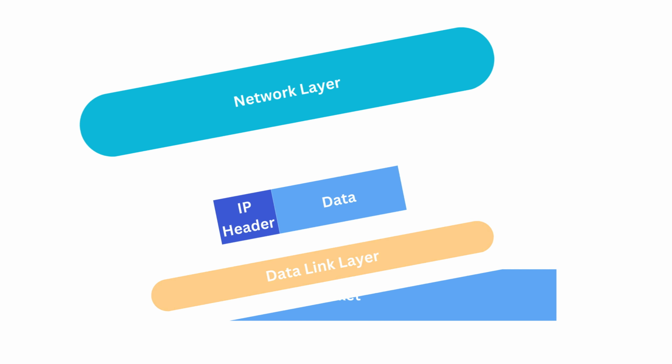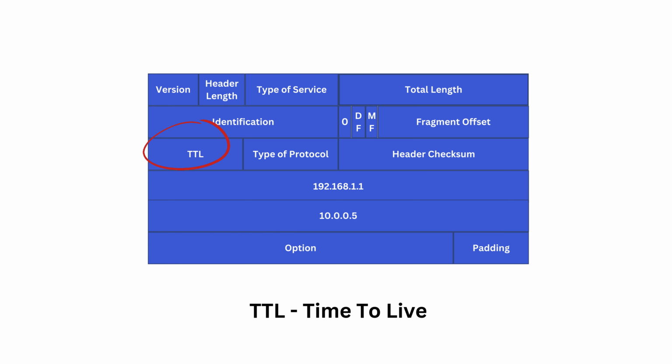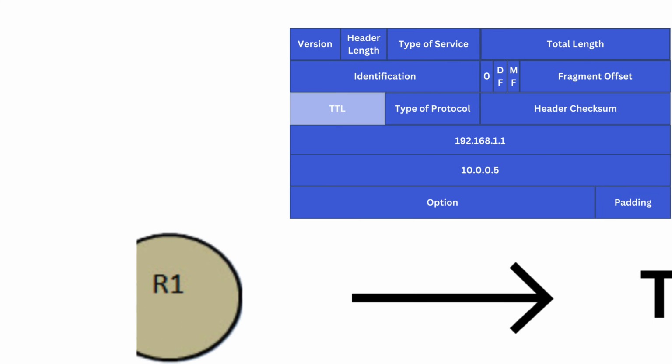Router 1 begins by examining the IP header of the packet. One of the key fields it checks is the TTL, time to live, which helps prevent packets from circulating endlessly in the network. Router 1 decrements the TTL value by 1. If this value reaches 0, the router discards the packet and sends an ICMP time-exceeded message back to the server, notifying it of the issue. However, if the TTL is still greater than 0, router 1 forwards the packet to its next destination.